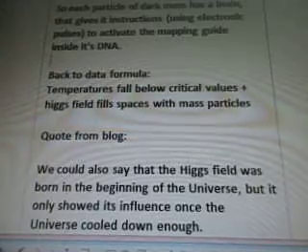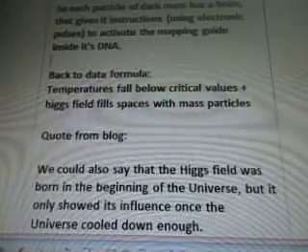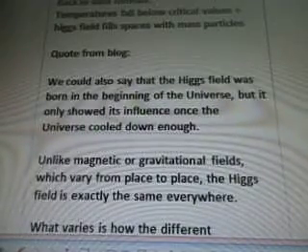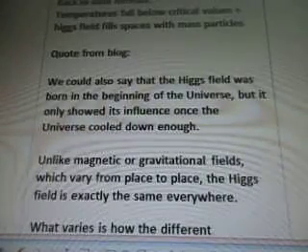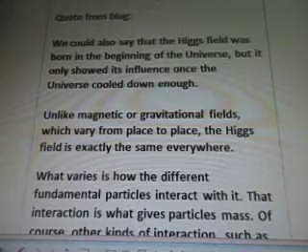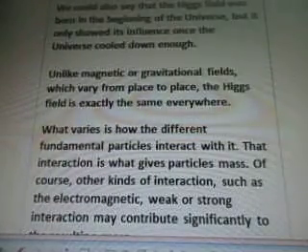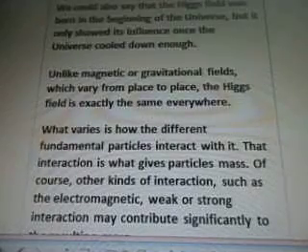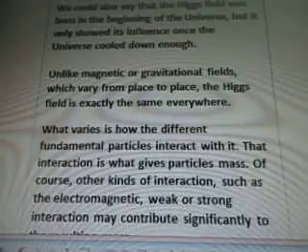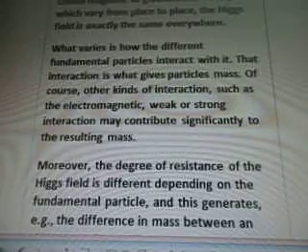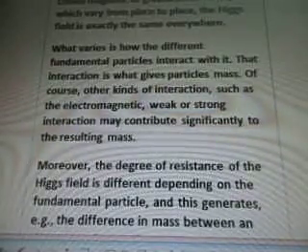Back to the data formula: temperatures fall below critical values, and the Higgs field fills spaces with mass particles. Quote from a blog: "We could also say that the Higgs field was born in the beginning of the universe, but it only showed its influence once the universe cooled down enough. Unlike magnetic or gravitational fields, which vary from place to place, the Higgs field is exactly the same everywhere. What varies is how the different fundamental particles interact with it. That interaction is what gives particles mass."